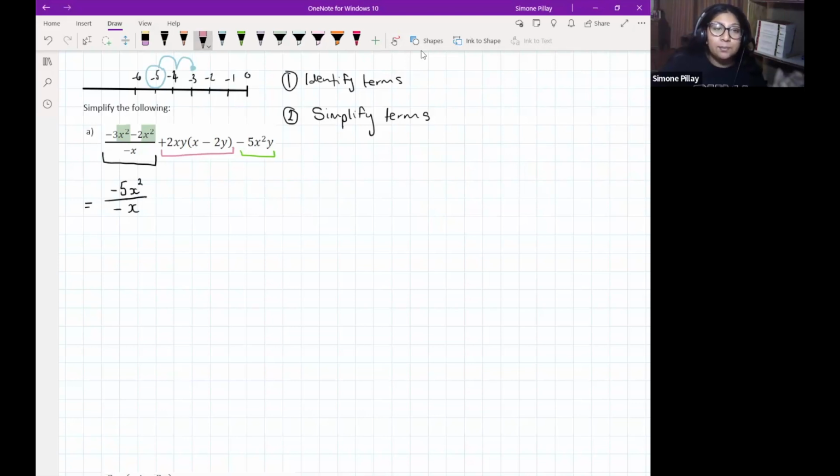Let's now go and simplify the next term as far as I can. Looking at the second term, can you guys tell me, how am I going to simplify? What's the first step I'm going to take to simplify my pink term?